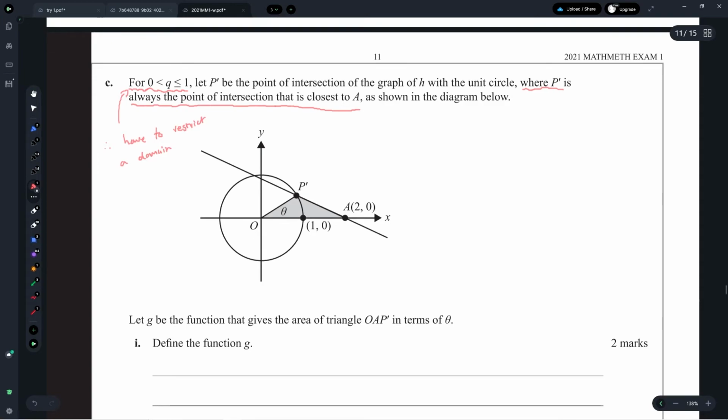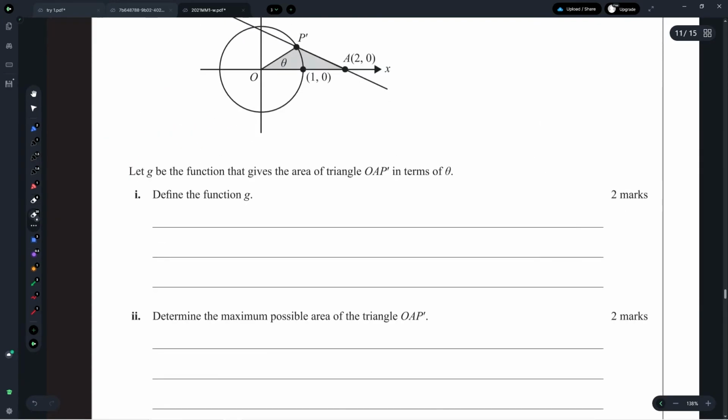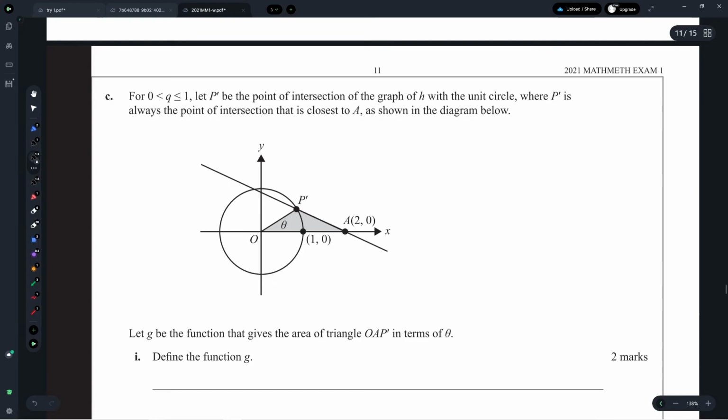We know that P dash, which is that line of intersection on the graph, is always the one that's closest to A, because it's going to intersect the graph twice, and so we're focusing on P dash being the first intersection point. Okay, that's the information we have at the moment. So it's saying let G be the function for the area of the graph, right?